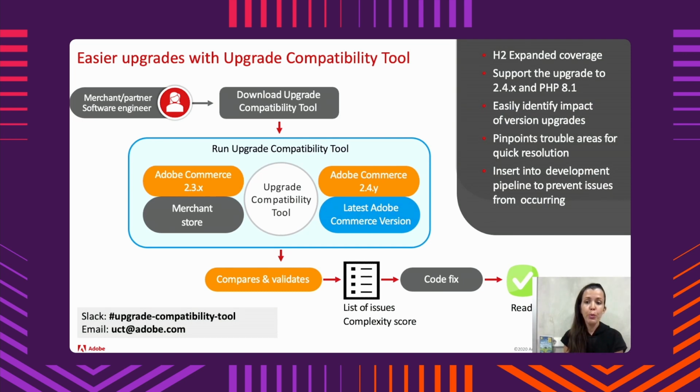Additionally, we will be introducing scorecarding to identify whether code customizations follow Adobe Commerce best practices and coding standards to help ensure that Commerce implementations are built to support long-term maintainability. The new version of the tool is planned to be released with the next quarterly update this month. So if you want to know more about the tool or share your feedback, you can reach out to our community Slack channel. So you have it here, Upgrade Compatibility Tool, or email us at uct@adobe.com.